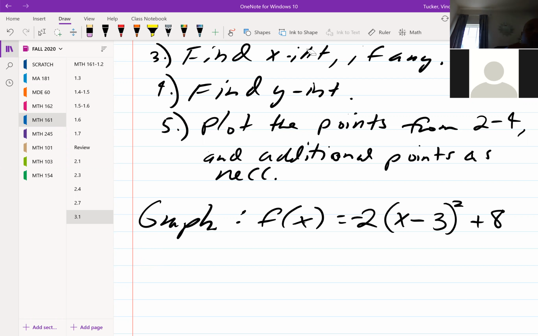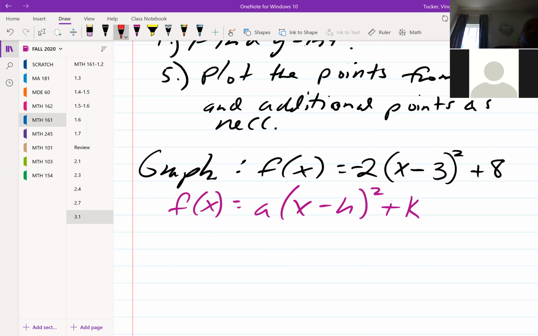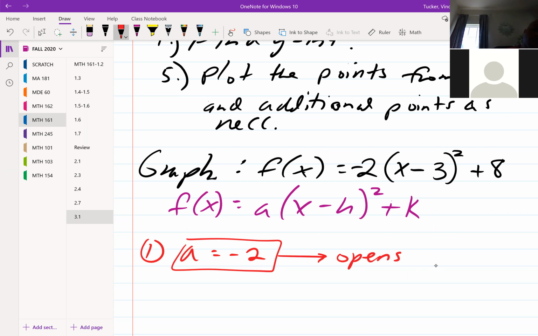Before I go into step 1, I'm just going to rewrite standard form. All right, so that's our standard form. So a is equal to -2. So because a is negative, that means it opens down.